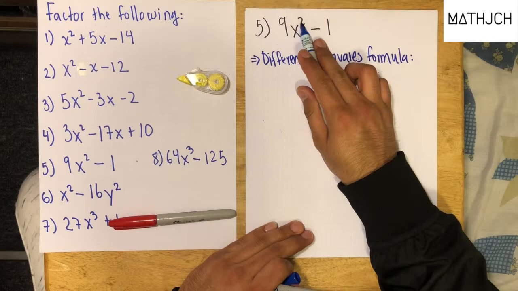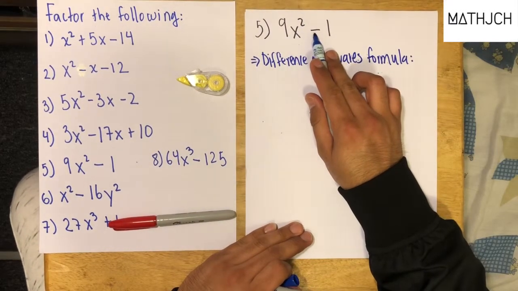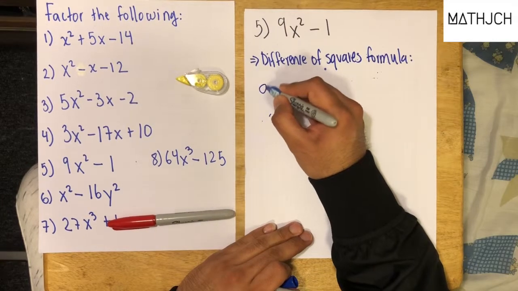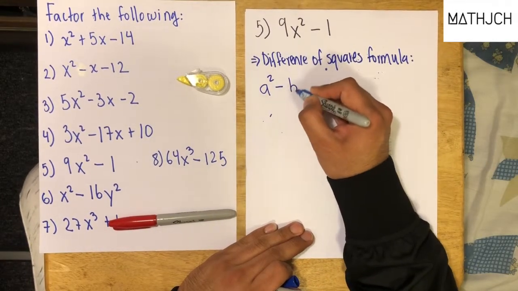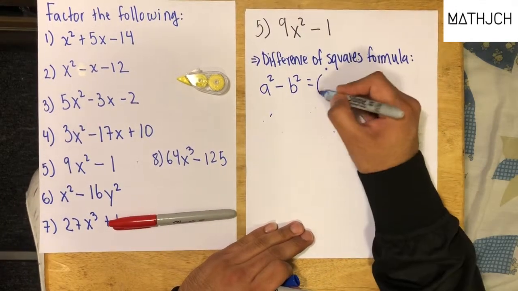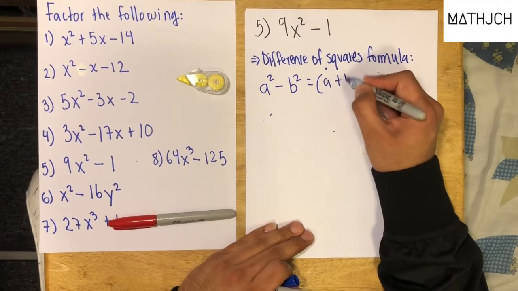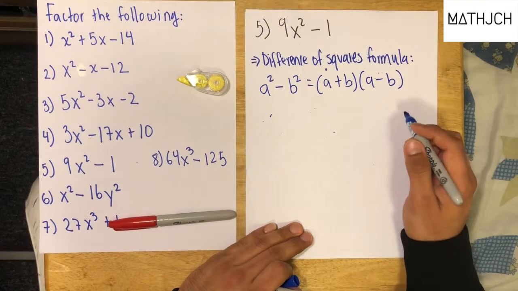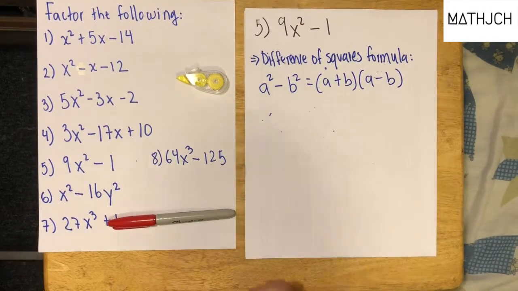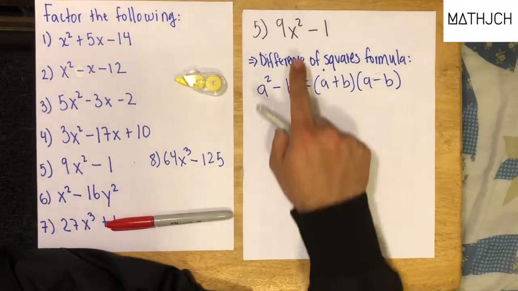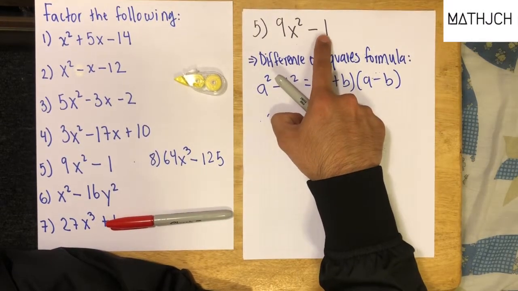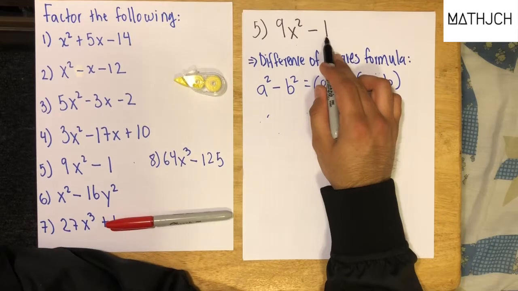Because we have something power 2 and then minus, okay? And the difference of squares formula is as follows. Something power 2 minus something power 2, we could factor as a plus b times a minus b, okay? So let's start by putting each one as power 2. If you have noticed from the beginning, we have a 1 here.